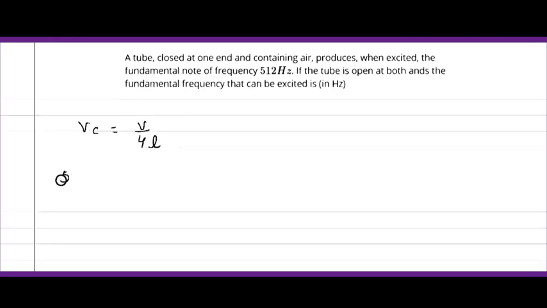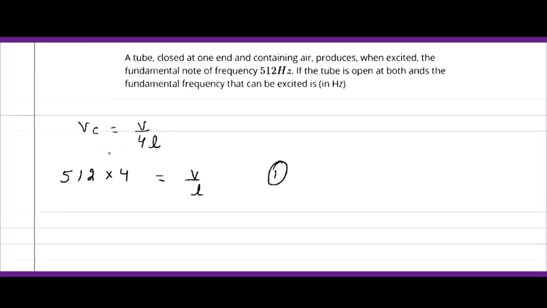Now put the value: 512 equals V divided by 4L. So 512 into 4 is equal to V divided by L. This is the first equation.